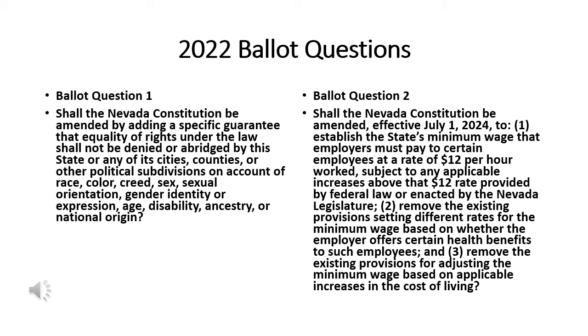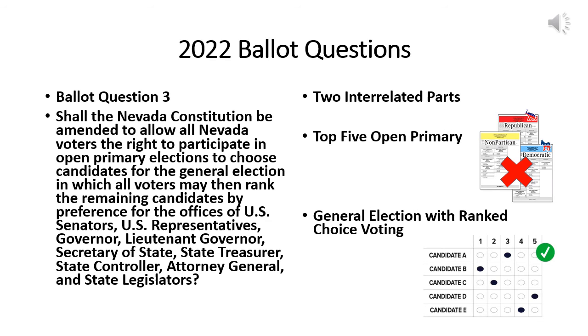So it's adding in that the minimum wage, the floor, is $12 per hour. It can go higher, but it cannot go lower. And then it's removing the exception where if your employer is offering health benefits, they can pay $1 less. And it's also removing the existing adjustment for cost of living. So those are ballot question number 1 and ballot question number 2. Ballot question number 3 also does two things.